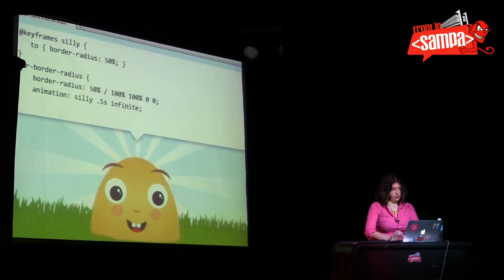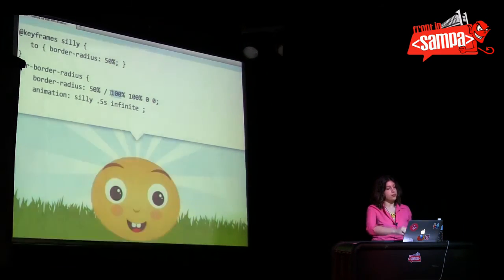And to avoid this weirdness, the reason this looks like that is that it goes smoothly from this value to this value, but then it just jumps back to this value. It doesn't go smoothly back to the original value. So we can use alternate to fix this.